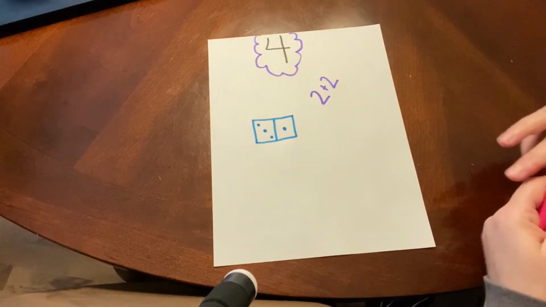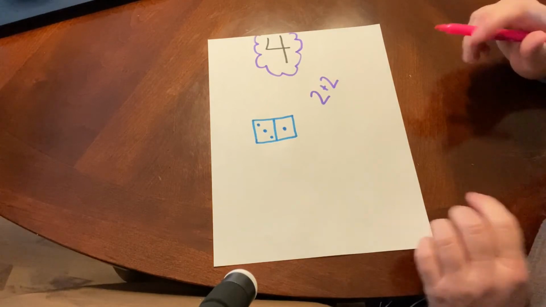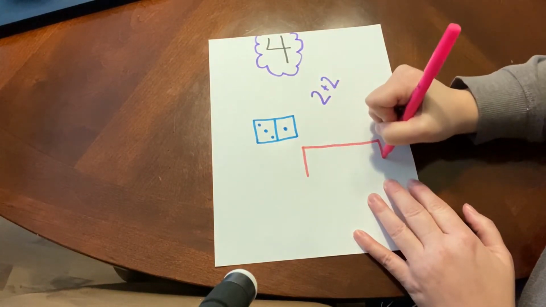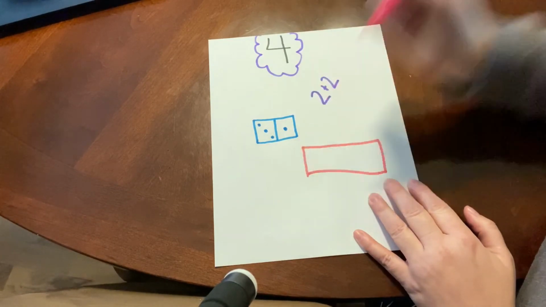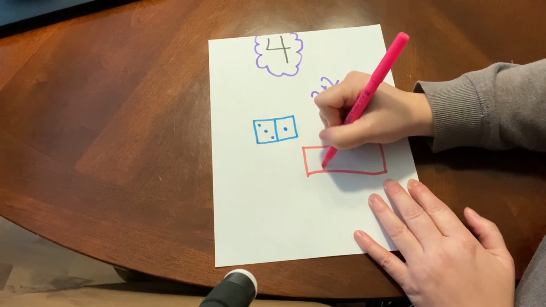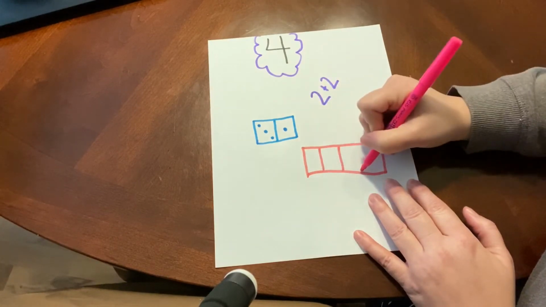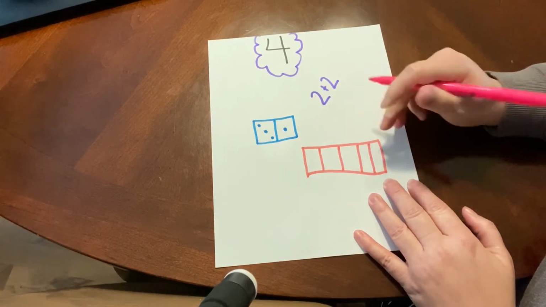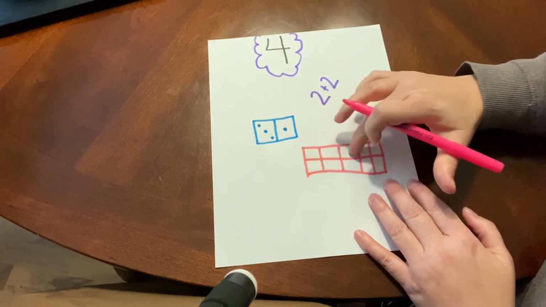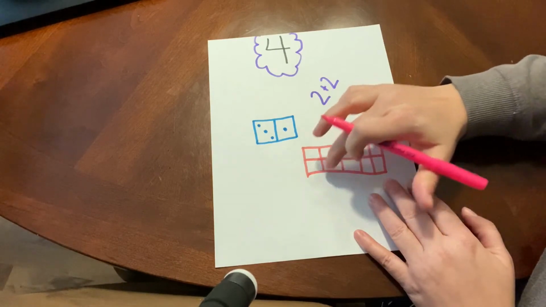The other thing I needed to have on my poster was a 10 frame. All right, so the 10 frame, you are going to have to draw that. So we want to have a nice big rectangle again. Whoops, and look, mine's not perfect, it's okay. And we need to draw 4 lines. So 1, 2, 3, 4. And then we're going to draw a line down the middle. So we have 1, 2, 3, 4, 5, 6, 7, 8, 9, 10.